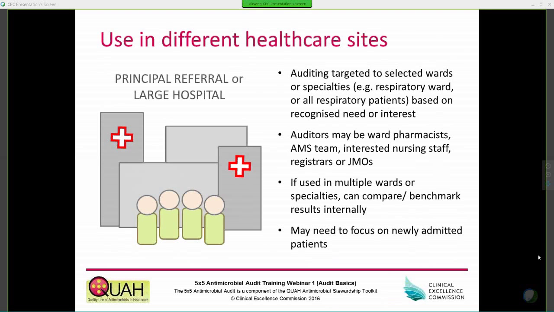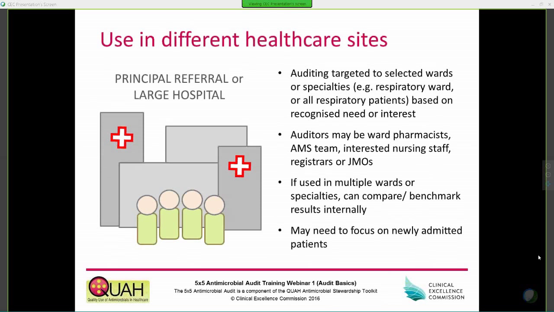So in a principal referral hospital or quite a large hospital, we would expect the audit to be as targeted as possible while still getting that 20 patients per month quota. So we'd expect it should be targeted to selected wards or specialties. So you might say, we're going to do some auditing on the respiratory ward, or if you have a lot of respiratory patients across different parts of the hospital, sometimes you have specialty wards, but they get quite a mixed profile of patients. You can choose to audit the respiratory patients wherever they are as long as they fall under that specialty, because you would actually be targeting that feedback to the same group of prescribers, even if the patient were on a different ward.